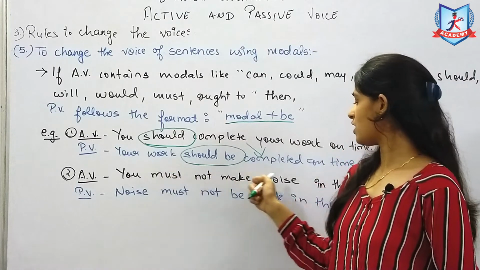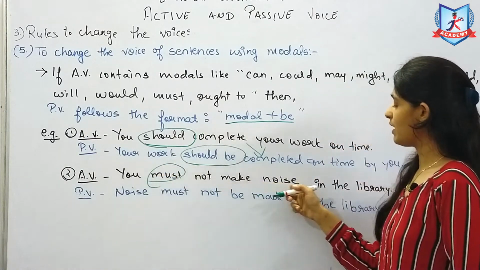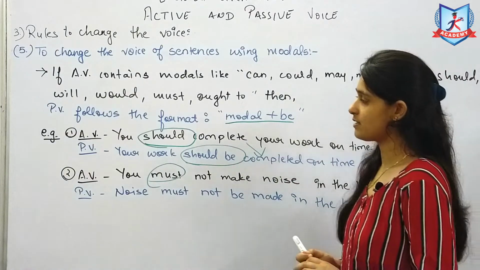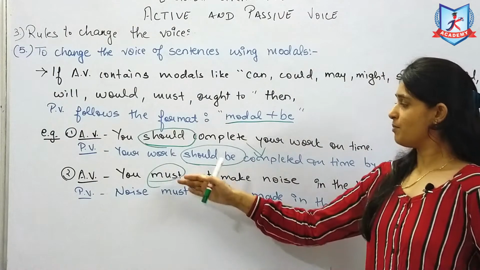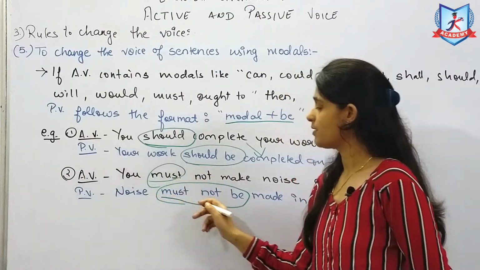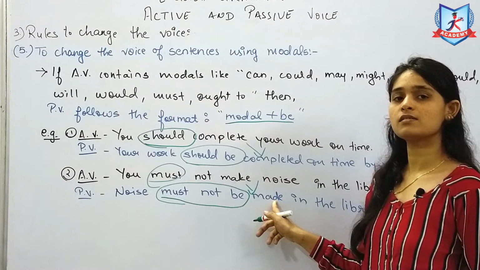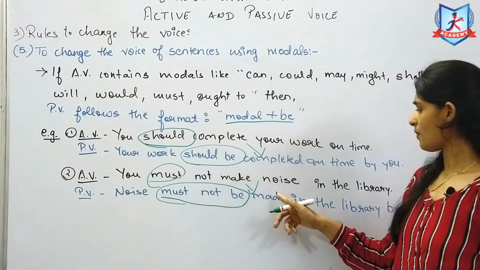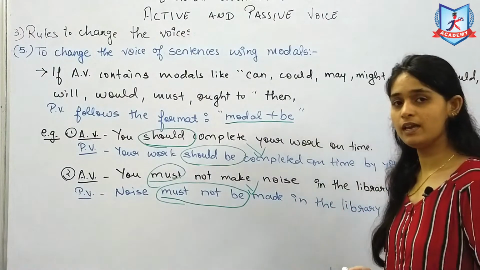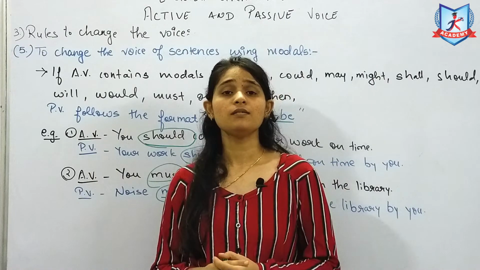Another example, you must not make noise in the library. You is the subject, must is the modal verb, not make noise in the library, and noise is the object. I would start the sentence in passive voice with the word noise. Must hai toh must ka kya ho jayega? Must not hai, it will become must not be. Make becomes made because the verb is to be used in V3 form. Made in the library by you. Noise must not be made in the library by you. In this way you can convert sentences containing modals in the passive voice.